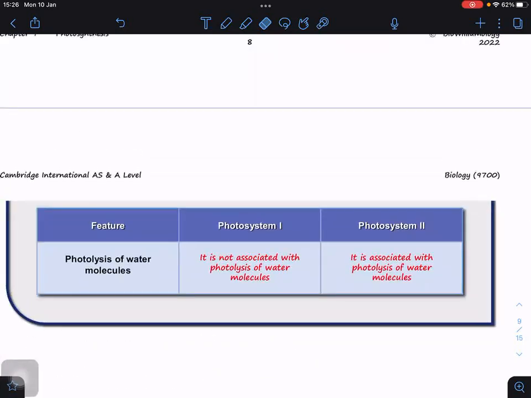Okay, so with this, I've done the photosystem. The next part we're going to look at will be the pigment.